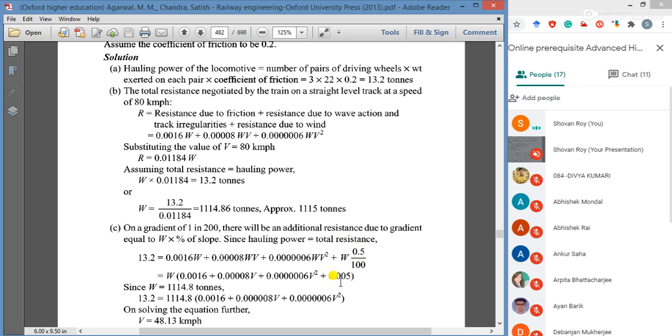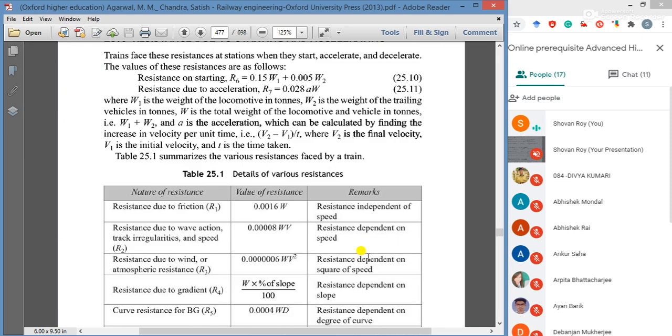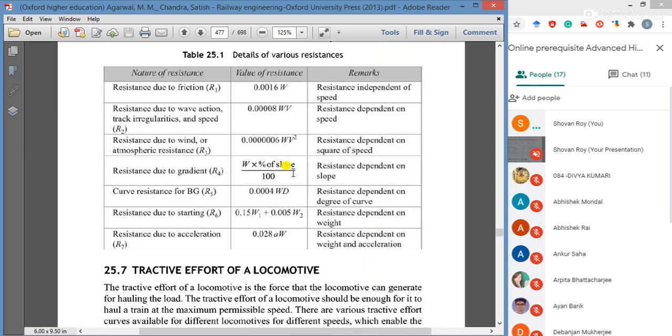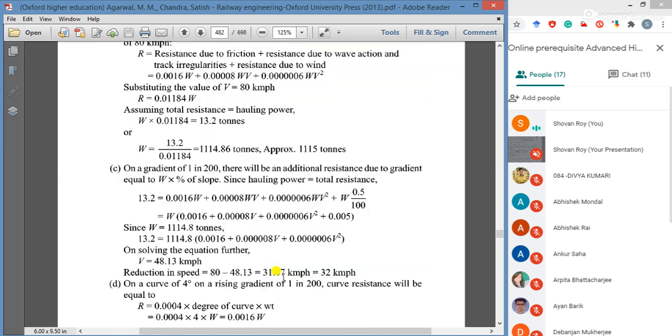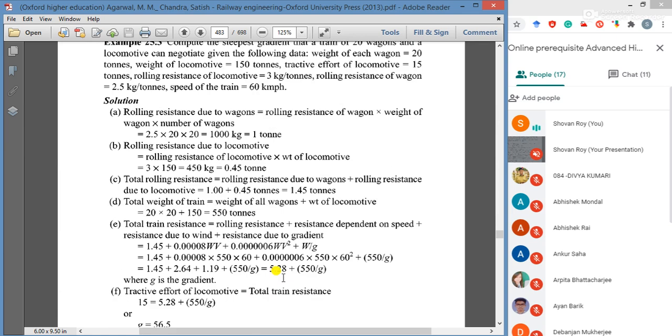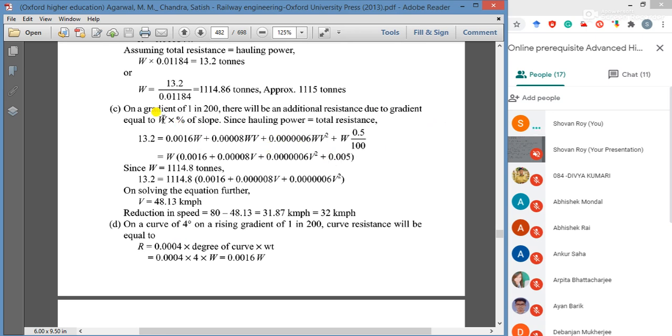Or simply we can write 0.005 W. Because already you have seen, if gradient is there, the formula is W into percentage of slope. So that's why in this solution it is added to the actual formula. The extra thing is the resistance due to gradient part, 0.005 W. So again calculate the W value.